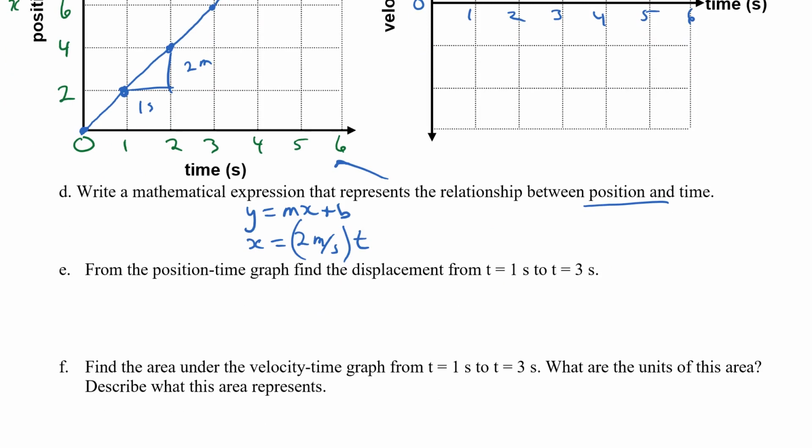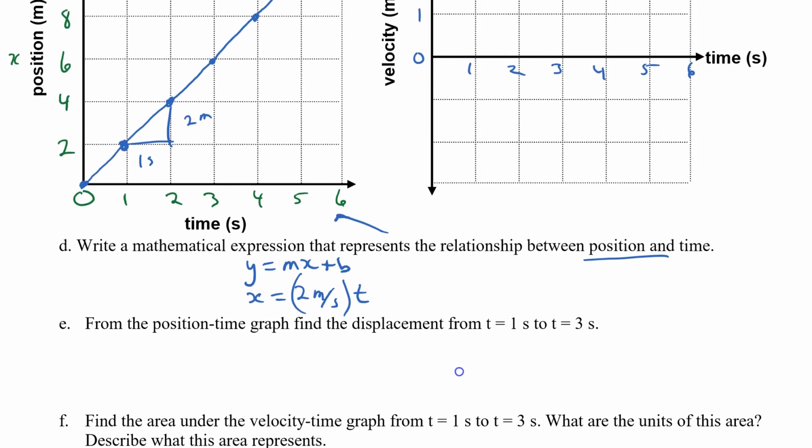From the position time graph, find the displacement from 1 second to 3 seconds. Okay, so if I'm looking at my position time graph, here I'll get a different color here. So this is my position at 1. Here's my position at 3. So my position here was 2. My position here was 6. So how much does it change by? The displacement is the change in position, or you could say it's the second one minus the first one.